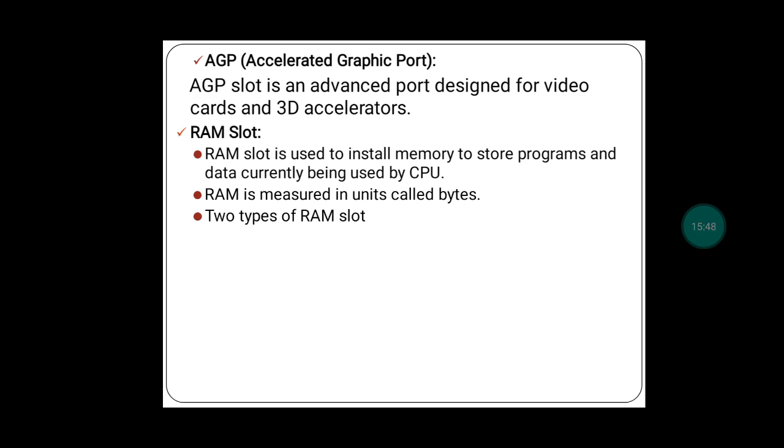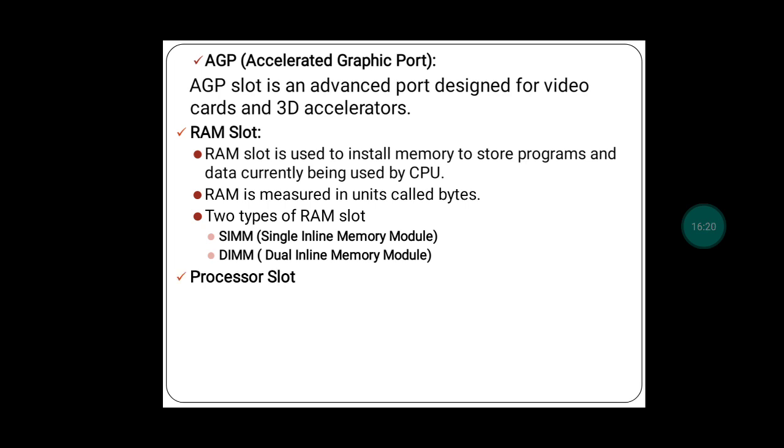There are two types of RAM slots. First one is single inline memory module and second one is dual inline memory module. A question can be asked, what is a RAM slot, which are the types of RAM slots. Types of RAM slots are SIMM, that is Single Inline Memory Module, and DIMM, that is Dual Inline Memory Module.